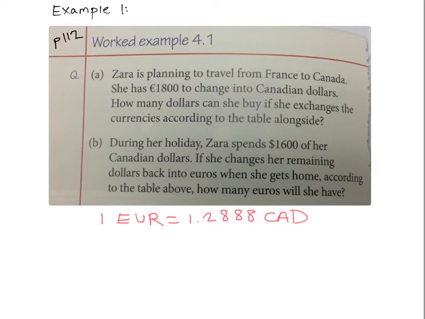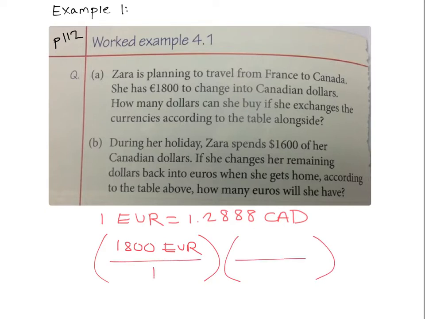So in looking at that, we're going to start by writing out how many euros she has, and we're going to make a T-chart. I'm just going to put that over 1 so that it's a fraction. And in our second fraction, we are going to put the exchange rate, one part of it on top of the other. We want to make sure that the euro goes on the bottom so that the euros can cancel. So we said 1 euro is 1.2888 Canadian dollars.